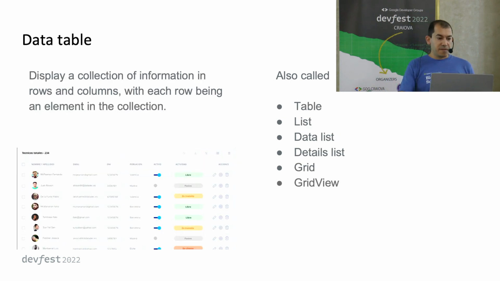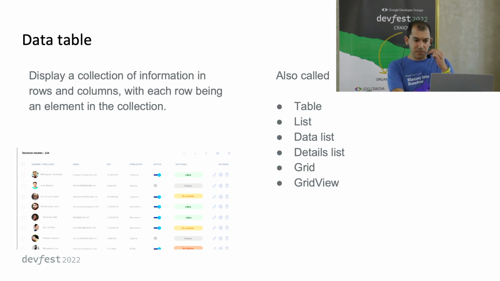And then we have the data table, which is a very aptly named component. It just displays some data. That's it. But we also call it a table, or a list, or a details list, or a data list. And if you are into ASP.NET, or just .NET, we either call it grid or grid view. And it all becomes very confusing real quickly.